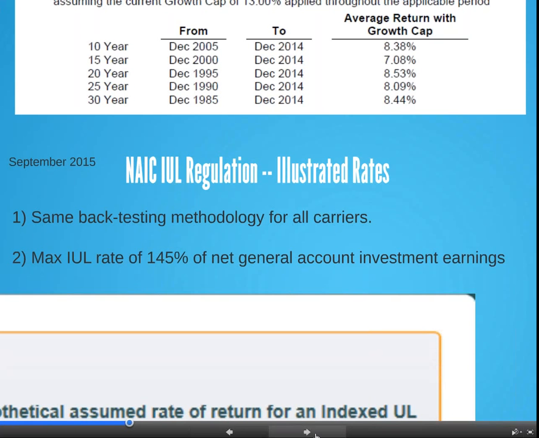This one we'll have to delve into a lot more. Number 2, the max IUL rate a company can show will be 145% of net general account investment earnings. Okay? And you're like, what does that mean? And how does that affect these products? Well, we need to understand how companies come up with their cap rate a little bit before we understand why this rule has come out. I think this is a great rule, and it makes a lot of sense based on how the products work.